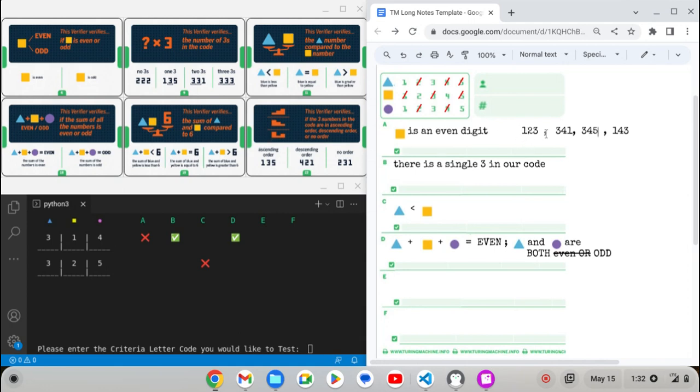So this is ascending because it's 1, 2, 3. And then this is no order because it goes from 3 to 4 to then down to 1. So that's no order. This is also ascending, 3, 4, 5. And this is also no order because it goes from 1 to 4 and then down to 3. So it looks like each one is going to be either correct or wrong.